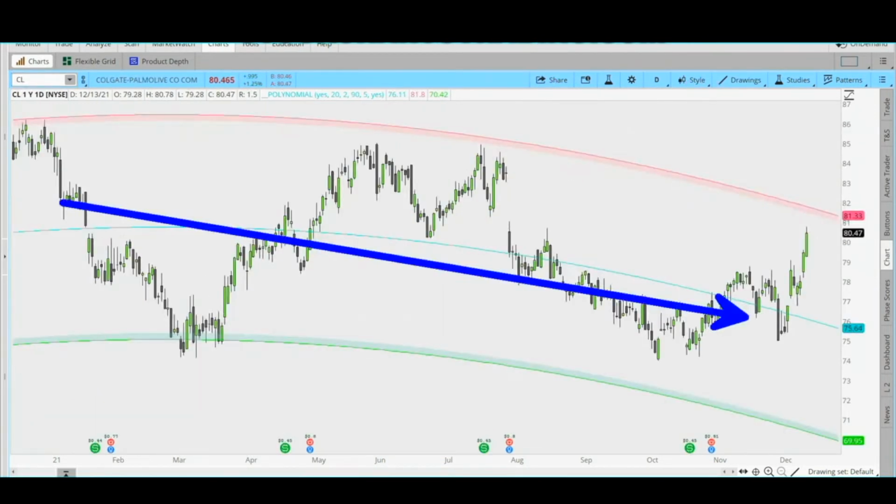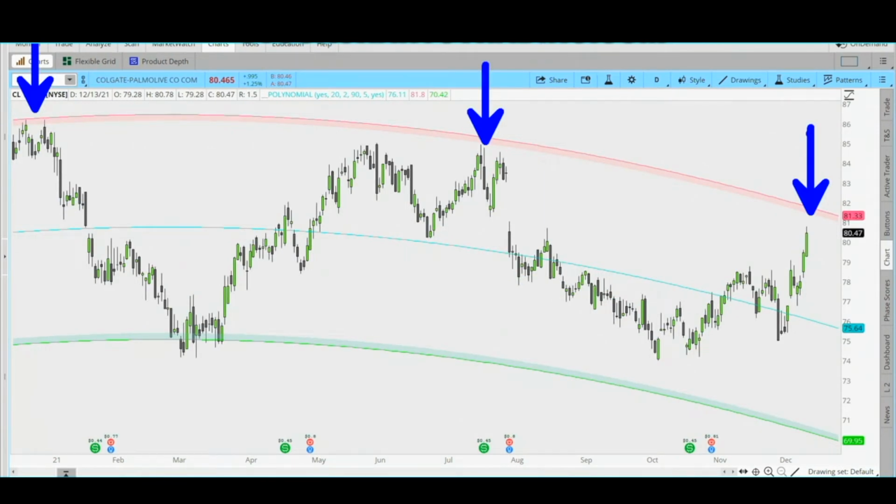On a downtrending channel, your lower highs will always be up against the polynomial resistance. Great place to enter or trade lower. Now that we've talked about support and resistance, let's put them together.